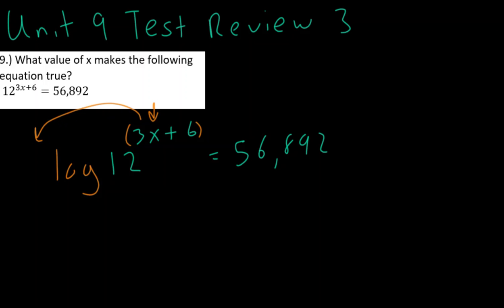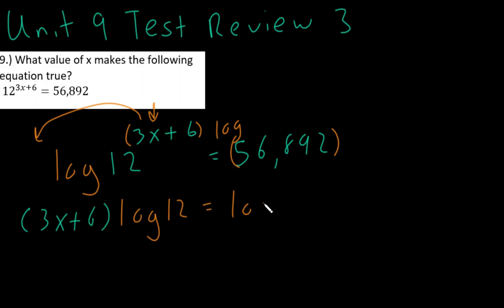Okay, and what I do to the left, of course, I have to do to the right. So what's this actually going to look like? Well, let's think about this. Our 3x plus 6 gets to come all the way down to the front. And then we have this log of 12 is equal to the log of 56,892. Now, in this case, we really want to treat this all as if it's one quantity just for the moment. That's why I put it in parentheses.